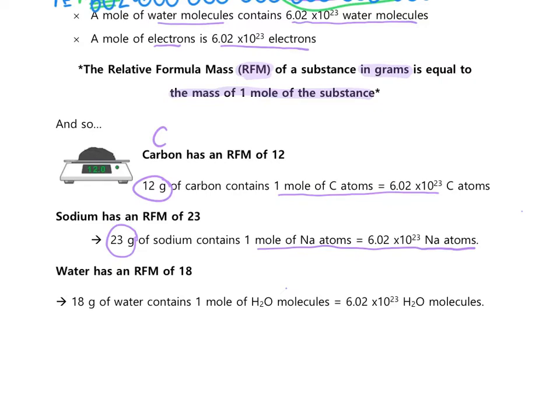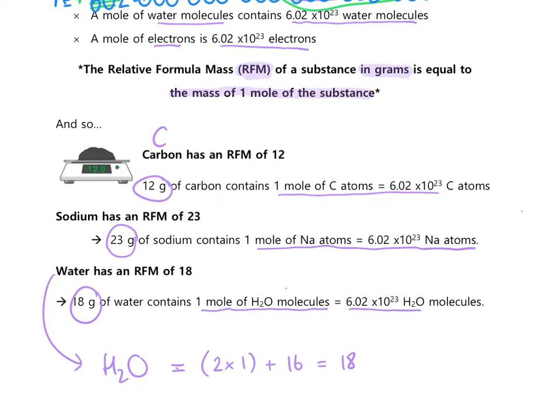So water we know is H2O. I'll write this down here. If I was to work out the RFM of water, well, I've got 2 hydrogen atoms there, and they each have a relative atomic mass of 1. And I've got 1 oxygen atom there, which has a relative atomic mass of 16. So that's 2 plus 16, which is 18. So that's where the RFM of 18 comes from. If I had 18 grams of water, I would know that I contain 1 mole of water molecules, which is 6.02 times 10 to the 23 water molecules.